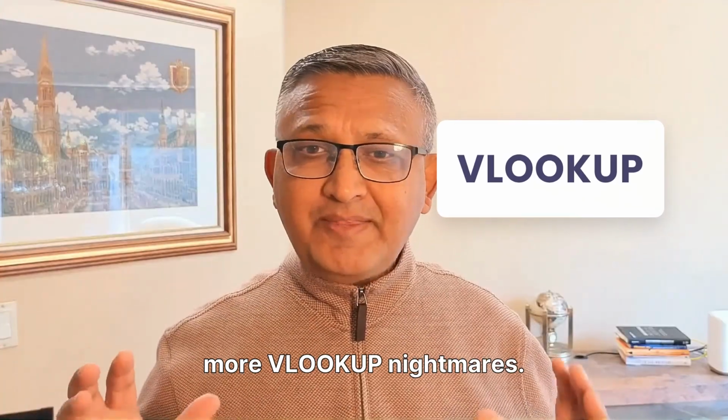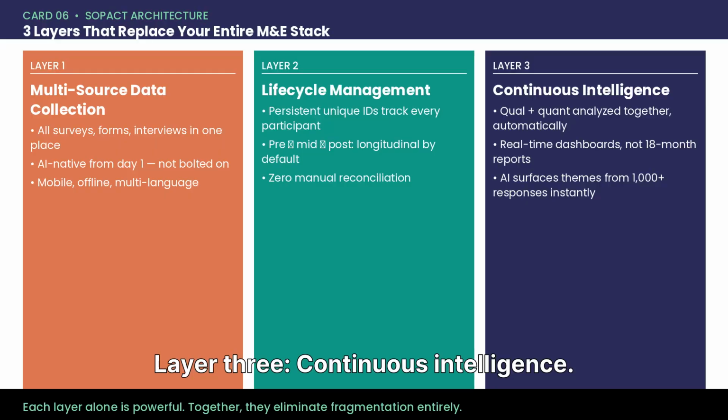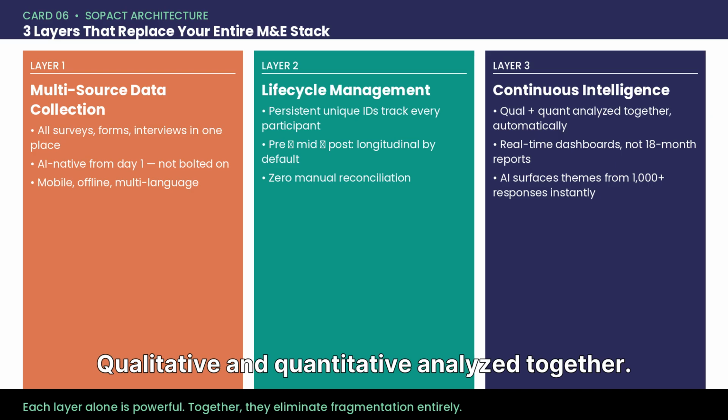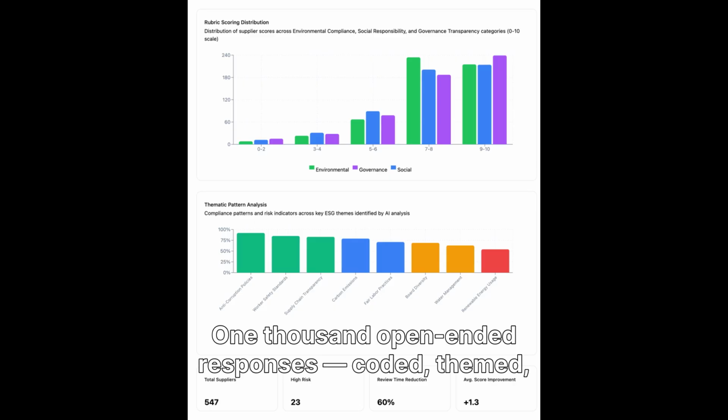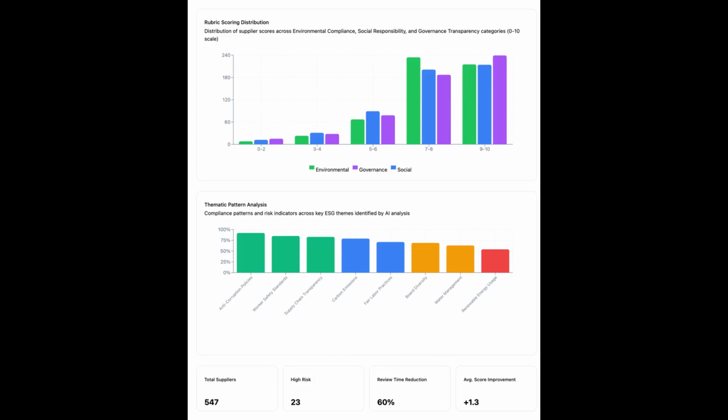No more lookup nightmares. Layer 3, continuous intelligence, qualitative and quantitative analyzed together. 1,000 open-ended responses, coded, themed, cross-tabulated in 4 minutes, not 4 months.